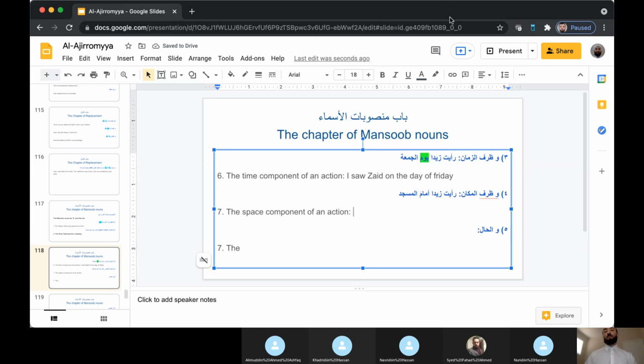What that translates to is I saw Zaid in front of the masjid. What's the space component of this action? So what's the place where this action is taking place? The action of seeing. Yeah, in front of the masjid. So amama, since it's the place where the action takes place, and yawma, it's the time that the action takes place.